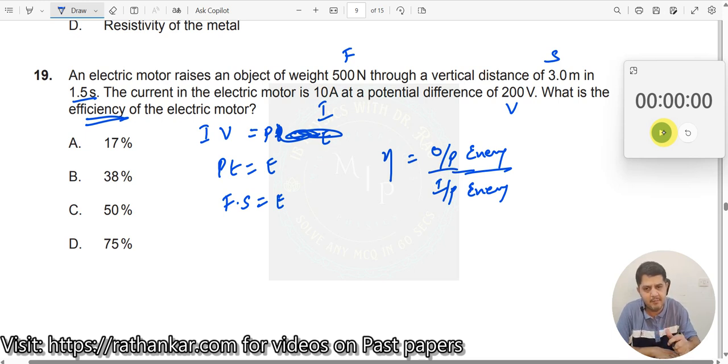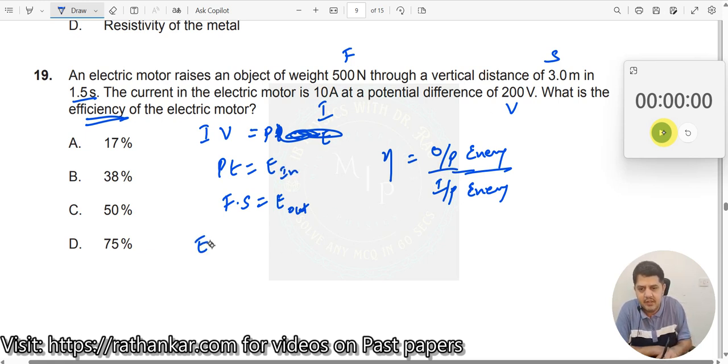When you switch on the motor, the energy present in the motor because of the current passing through it makes this object to be lifted upwards. Right? Which means what is the input? Input is nothing but the battery power, which is coming through the motor, and what is the output? The object is being lifted. So this will be your output and this will be your input. We just need to calculate, find the ratio, that's it.